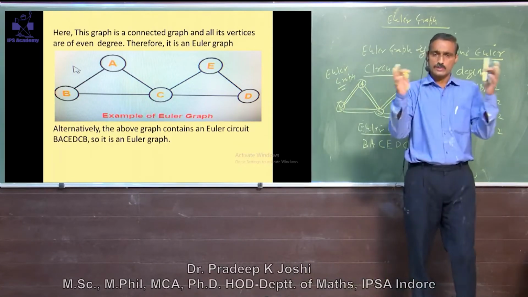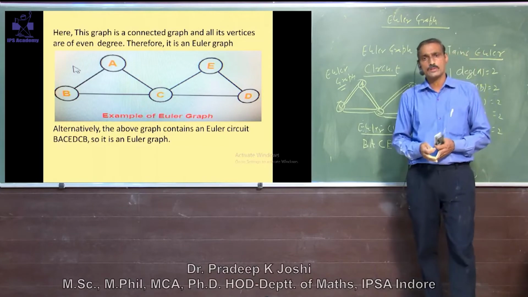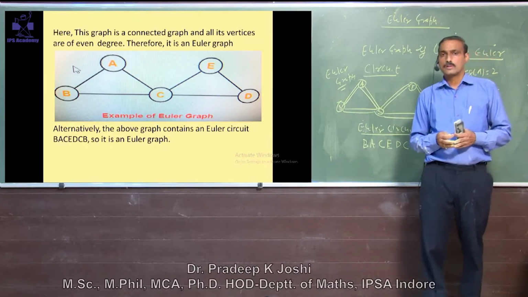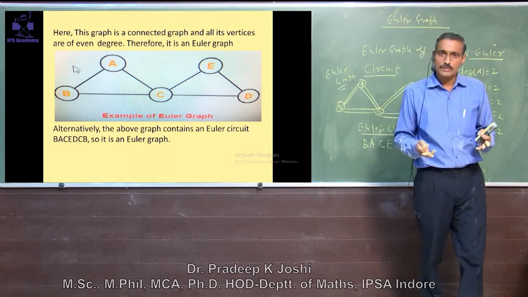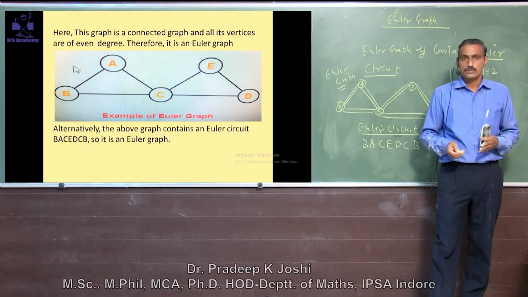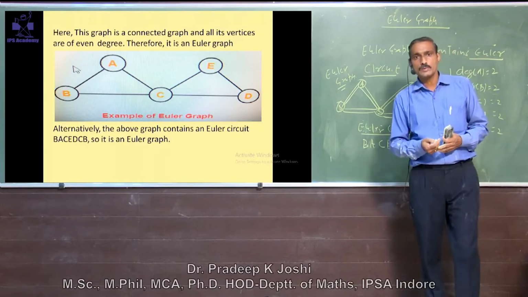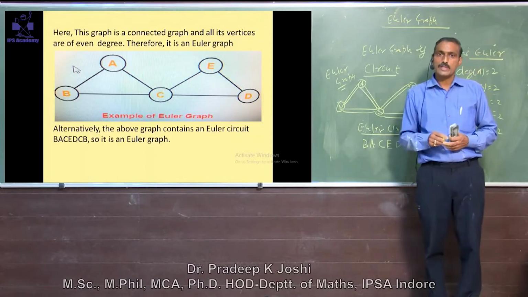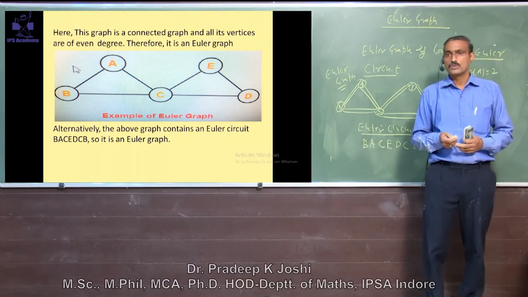Suppose, how do we check whether the graph is an Euler graph? Just see if all the vertices have even degree, then the graph is an Euler graph. There is no need to check whether an Euler circuit exists or not. Okay, simple. This is the observation: if any graph has all even degree vertices, then the graph is known as an Euler graph.